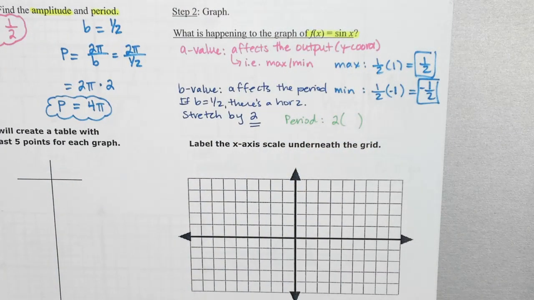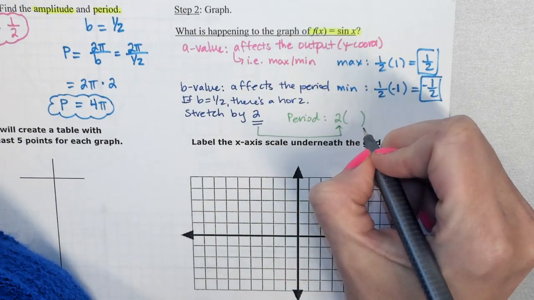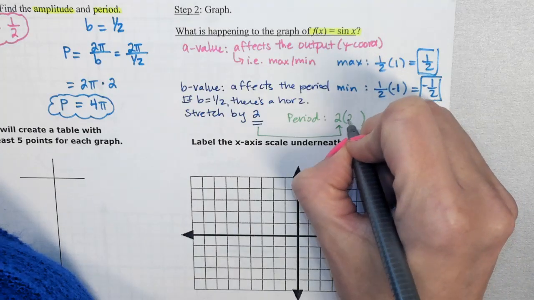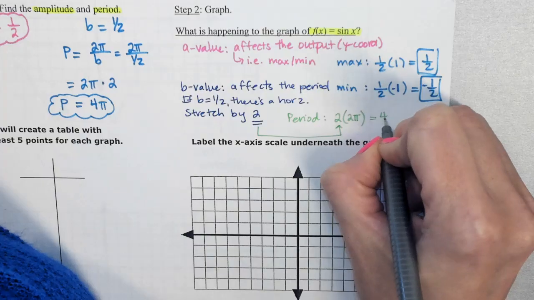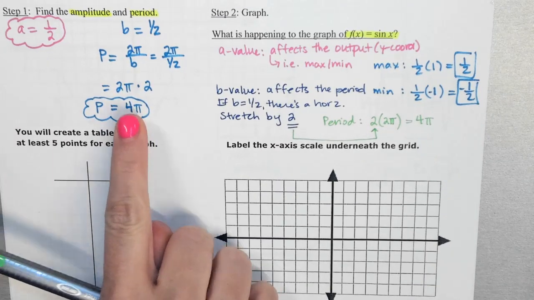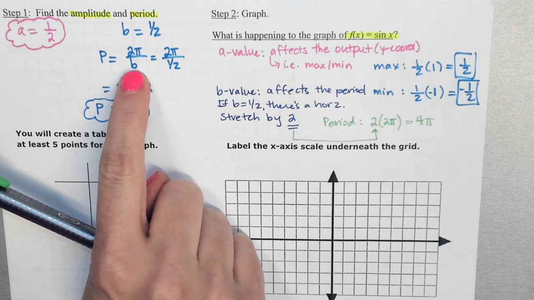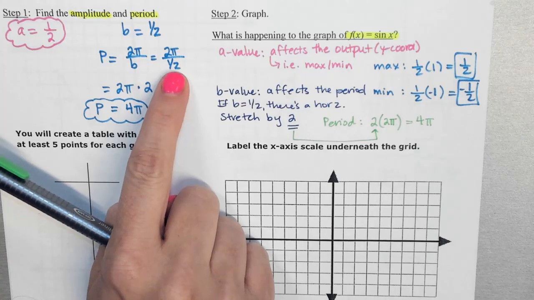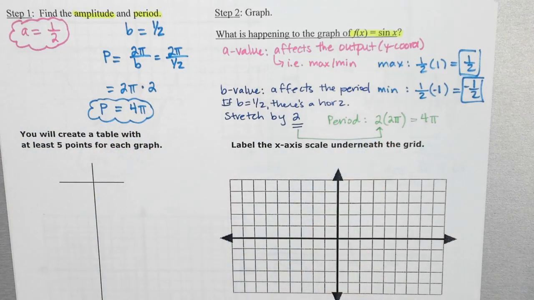Do you guys remember what the period is of the parent function? No? Closer? 2 pi. So the parent function's period is 2 pi, so 2 times 2 pi is 4 pi, which is what we calculated. Okay, I just want to show you where that comes from. So you're doing 2 pi divided by b. And remember, when you're dividing by b, it's the same thing as multiplying by the reciprocal. That's exactly what's happening there.